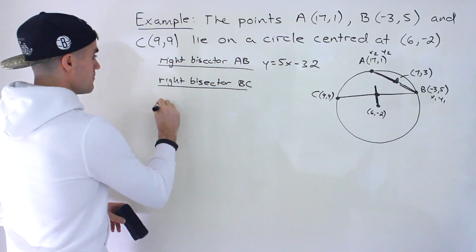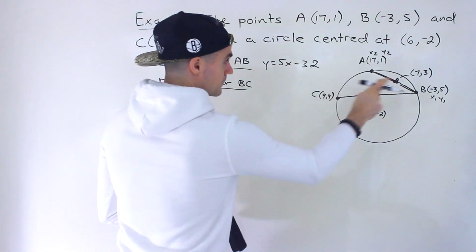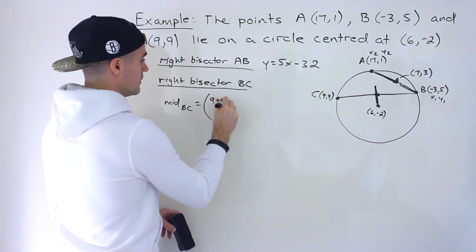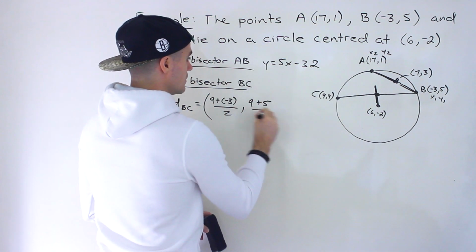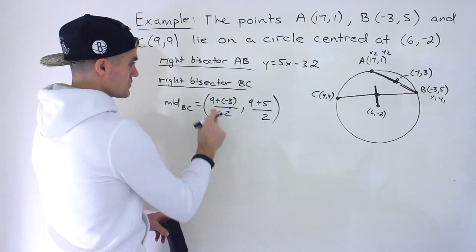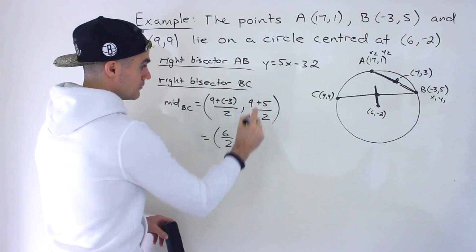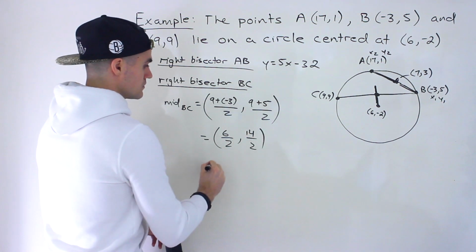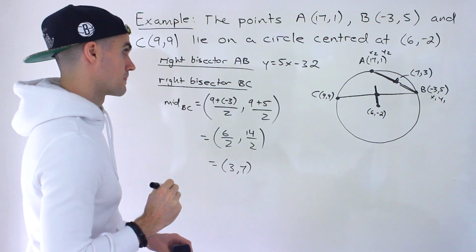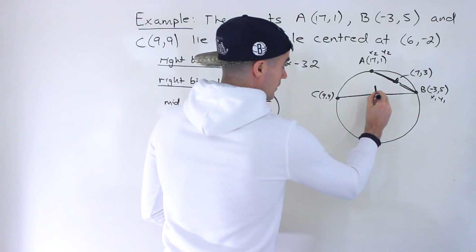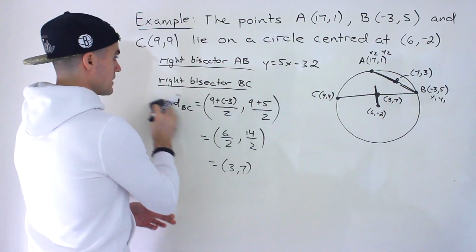So let's first find the midpoint of BC. What do we do? Add up the x values, divide by 2, then add up the y values, divided by 2. So this would be 9 plus negative 3 is like 9 minus 3, which would give us 6. 9 plus 5 is 14 over 2. So this would be 3 and 7, like that. Okay, so this midpoint here has a coordinate 3 and 7.